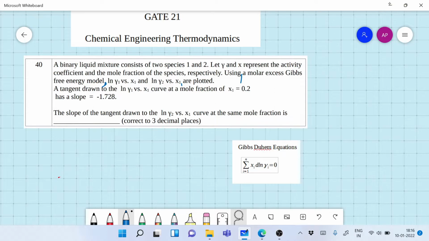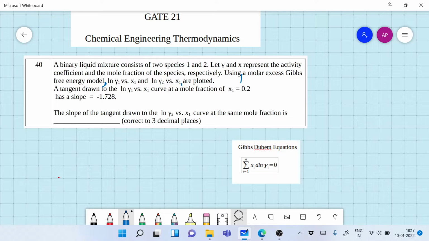Today, we will see a problem from GATE 21. The problem is problem number 40. The problem is on your screen. A binary liquid mixture consists of two species, 1 and 2. Let gamma and x represent the activity coefficient and the mole fraction of the species, respectively.